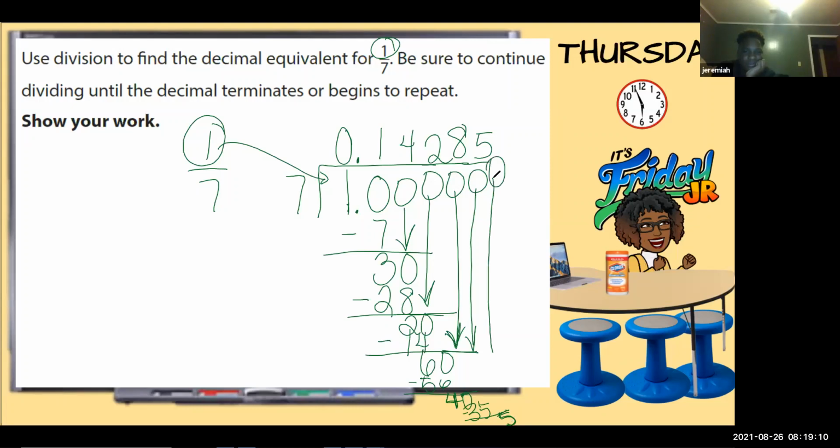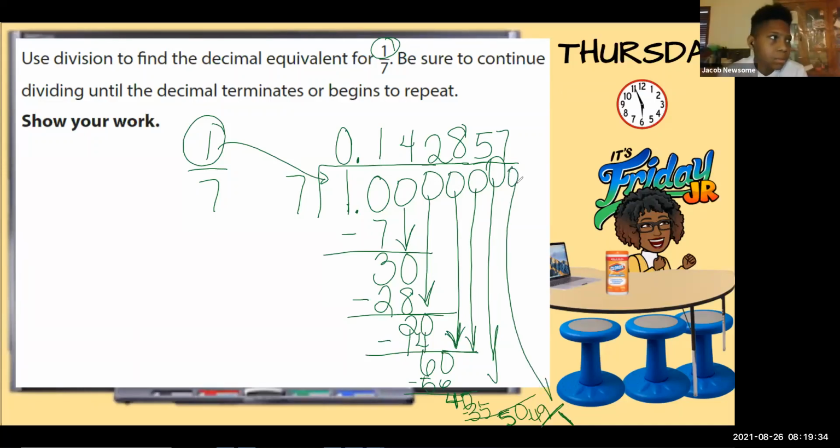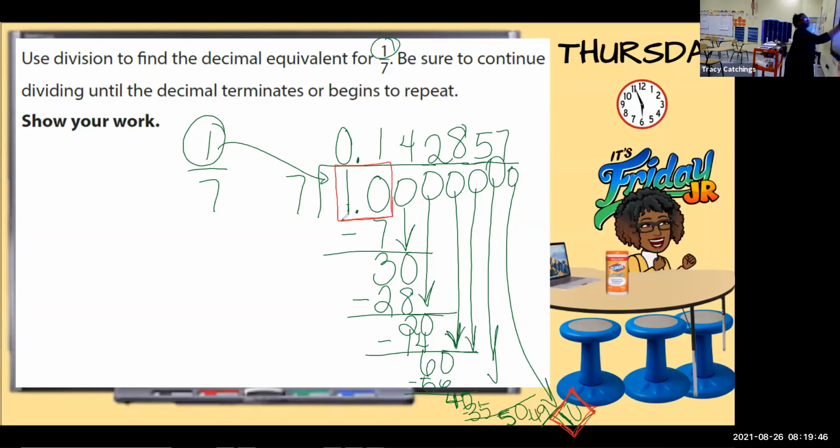You might be running out of room like me. What's 50 divided by 7? 7. 7 times 7. 49. Good job. 50 minus 49. 1. Then stop. Why can we stop now? Because they repeated. Good job. That 1 is going to let us know that we're about to start repeating, because now we're back at this point. So all of these digits will repeat and need a repeater bar.